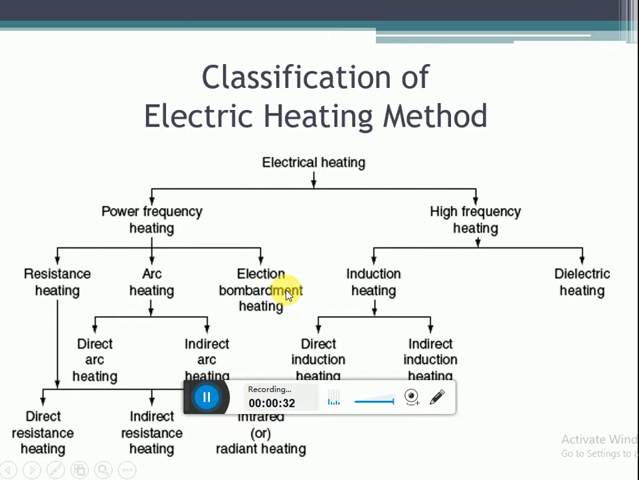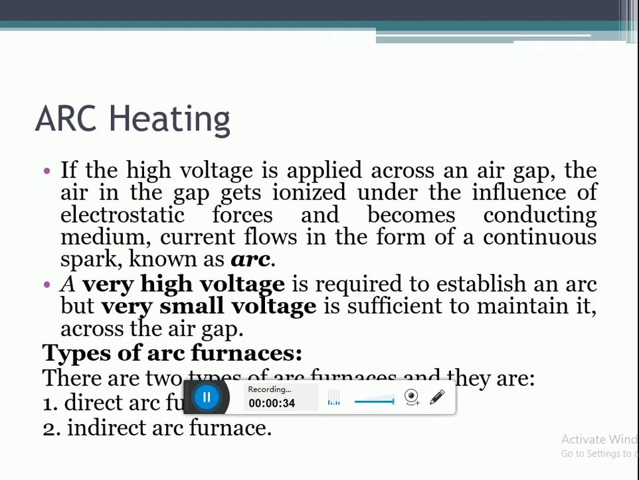First of all, we need to know how arc heating works. Basically, a high voltage is applied across the air gap using electrodes. Between the two electrodes we give a high voltage. Then the air gap gets ionized under the influence of the electrostatic force and becomes a conducting medium. The current flows in the form of a continuous path known as the arc.